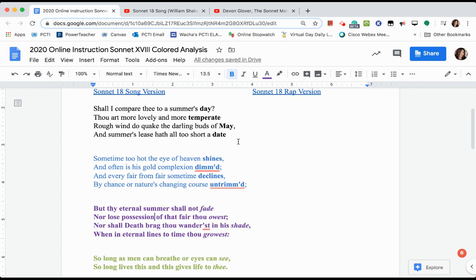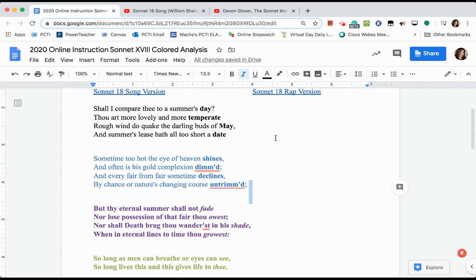Okay. In addition to that, you will see that I have bolded the ends of the words, and that is because he created a rhyme scheme. When I refer to rhyme scheme, I mean that certain words rhyme with other words and only other words in the entire poem. It is specifically end rhyme, which means the words at the end are the ones that rhyme. So we have day rhymes with may, temperate with date, shines with declines, dimmed with untrimmed, fade with shade, owest with growest, see with thee.